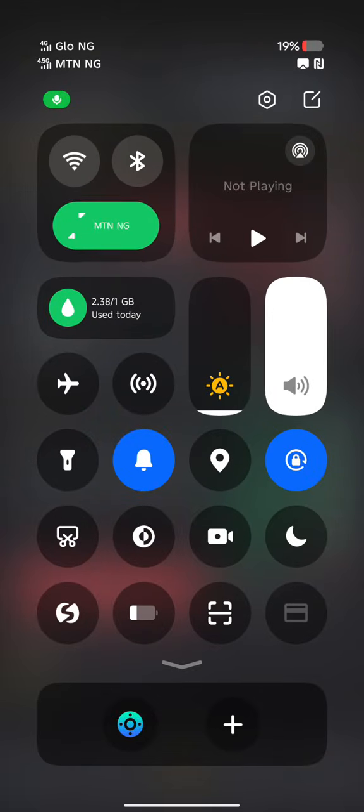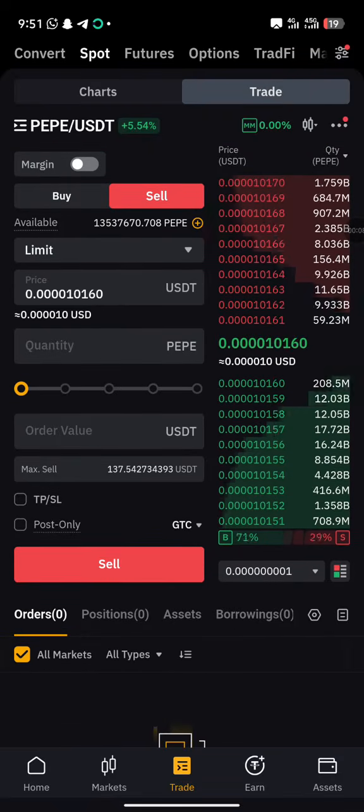Today we're going to look at how I actually turned 30 USDT into 137 USDT in just 3 days.